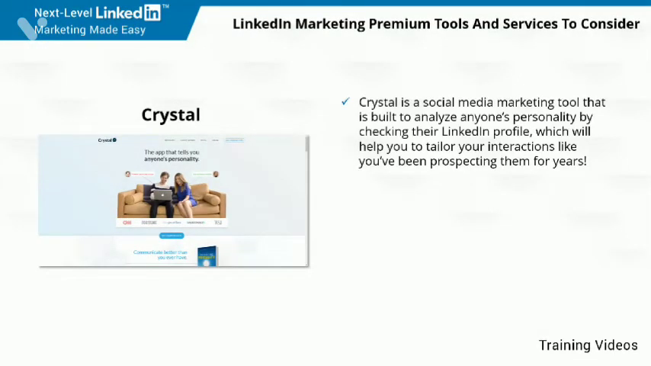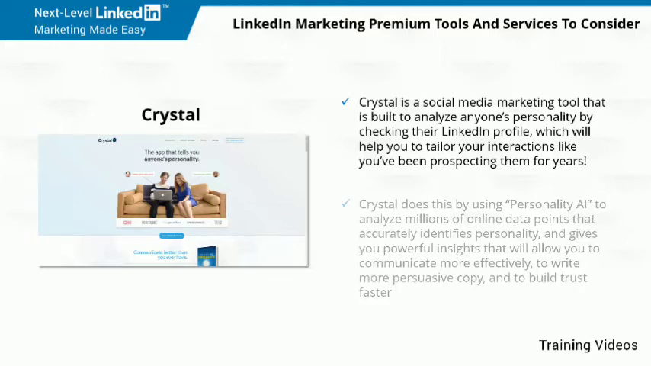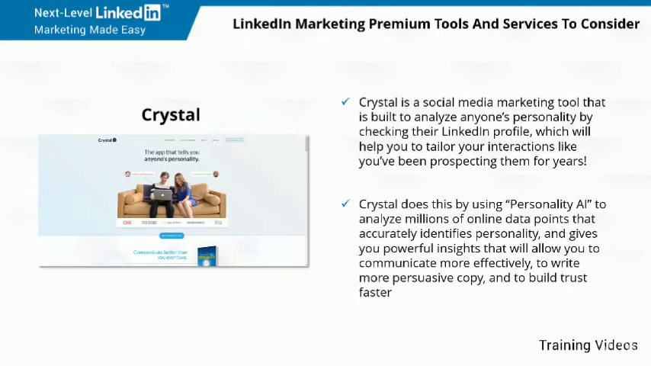Crystal. Crystal is a social media marketing tool that is built to analyze anyone's personality by checking their LinkedIn profile, which will help you to tailor your interactions like you've been prospecting them for years. Crystal does this by using Personality AI to analyze millions of online data points that accurately identifies personality and gives you powerful insights that will allow you to communicate more effectively, to write more persuasive copy, and to build trust faster.